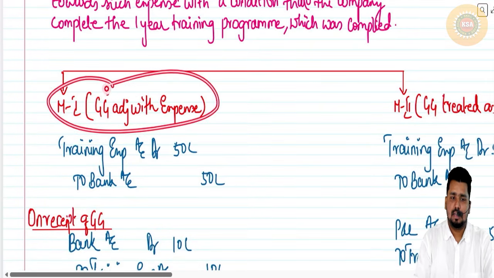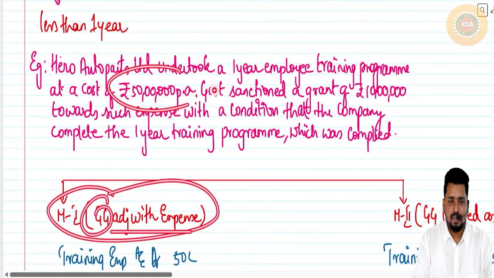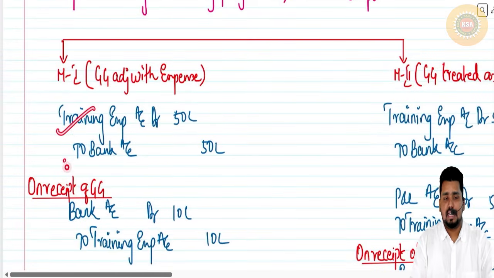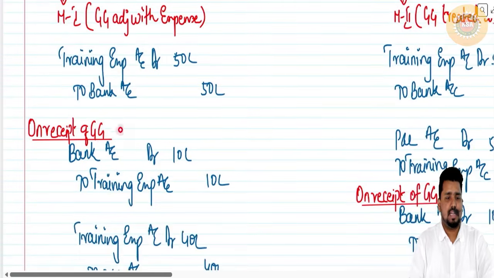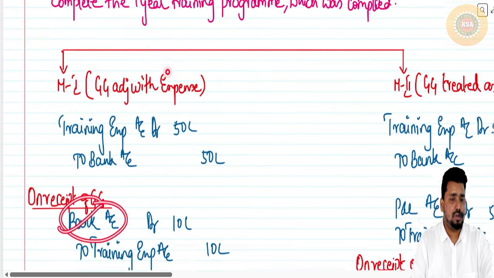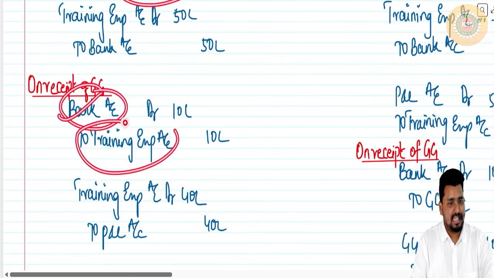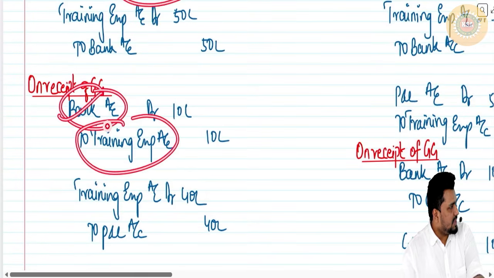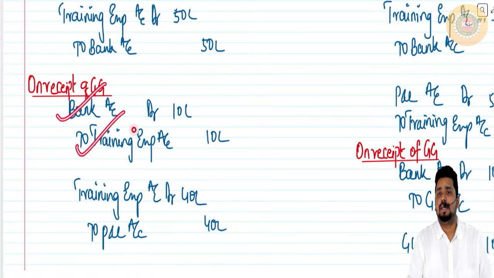What is the first one? Government grant adjusted with the expense. First, how much expense are you spending? What is the journal entry? Training expense account debit to bank. Next, you are receiving the grant. Bank account debit to, no, what? Alright, this is an expense. What do you have to write? Bank account debit to training expense.